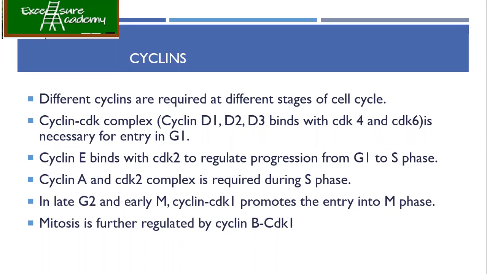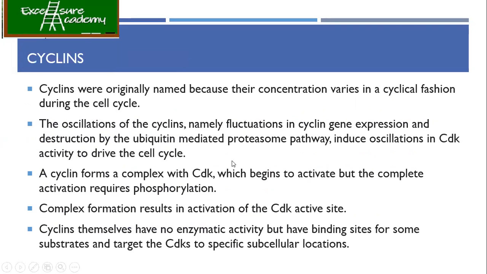Now, in late G2 and early M, cyclin-CDK1 promotes the entry into the M phase, and mitosis is further regulated by cyclin B-CDK1. Okay. So, more information about the cyclins. They are named because their concentration varies in a cyclical fashion during the cell cycle. Obviously, since it's a cycle, and as I already mentioned, cyclins are also proteins, their concentration increases and decreases as the cell progresses from one phase to another.